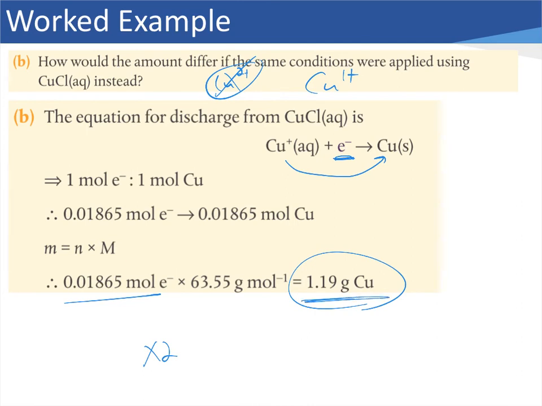So the number of electrons matters in terms of the moles of product produced, which obviously then determines the grams of product produced.